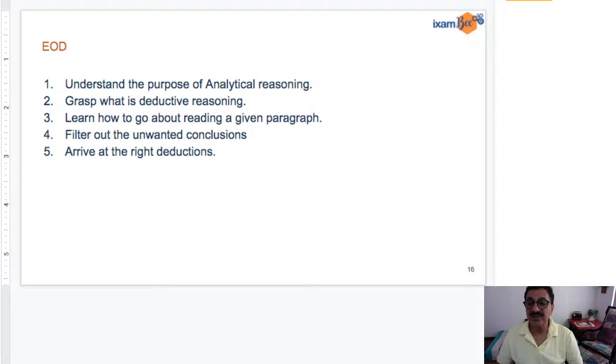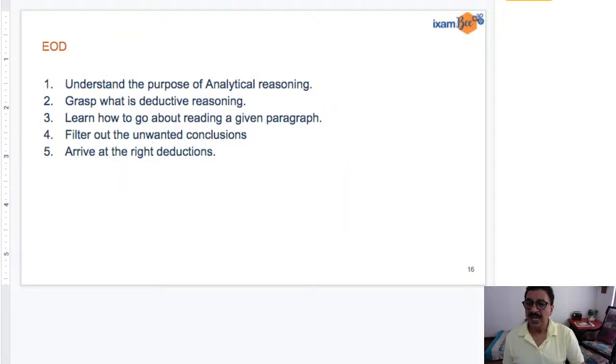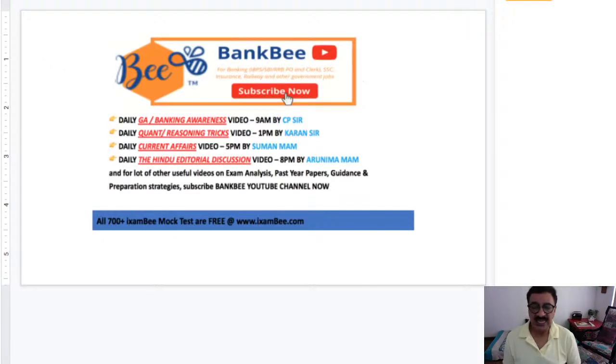Learn how to go about reading a given para. I told you to break it up into smaller sentences so that you can read them clearly and try to understand the meaning of each sentence. Filter out the unwanted conclusions. Filter out things which are not required, which are wrong. The logic doesn't work, and arrive at the right deductions. This has been the purpose of this class through 2 examples, both of which have been solved for you, and I do hope that you benefit out of this.